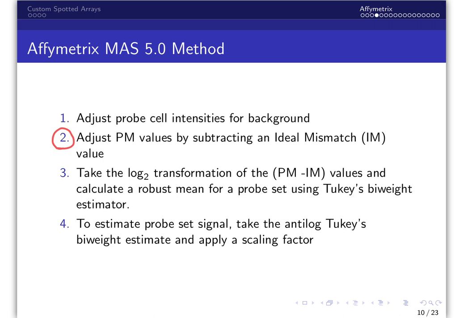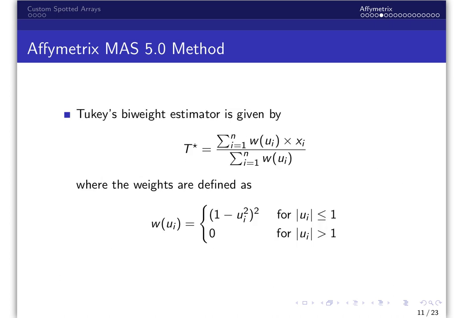Ideal mismatch values treat nonspecific binding, as estimated by the MM probe, as a proportion of the observed signal, rather than considering the MM intensity as an absolute signal reflective of nonspecific binding. Third, we log base 2 transform the PM minus IM values and then calculate Tukey's biweight estimator for the probe set. To estimate probe set signal, we then take the antilog of Tukey's biweight estimate and apply a scaling factor. Tukey's biweight estimate is simply a weighted average where the symmetric weights are defined by this equation.